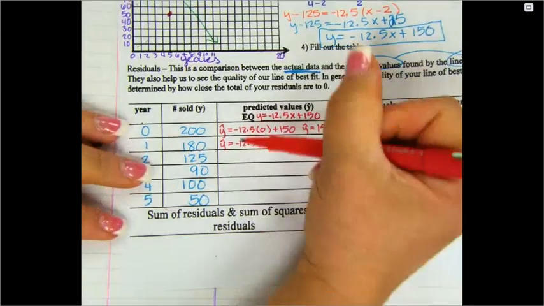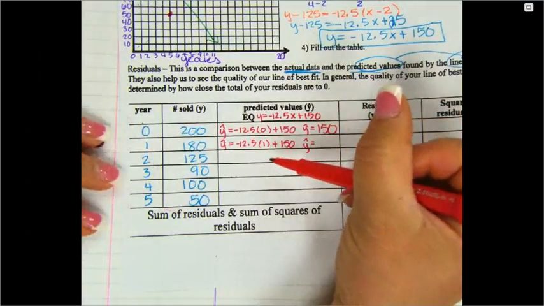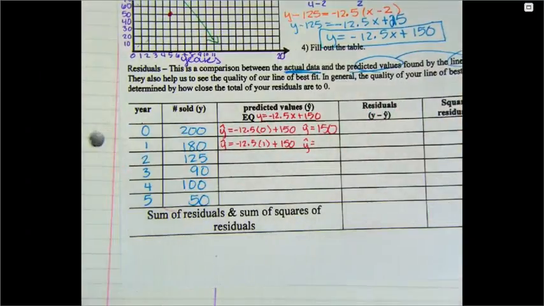Your job is to go through and plug in all of the rest. You're going to plug in 1, 2, 3, 4, and 5.